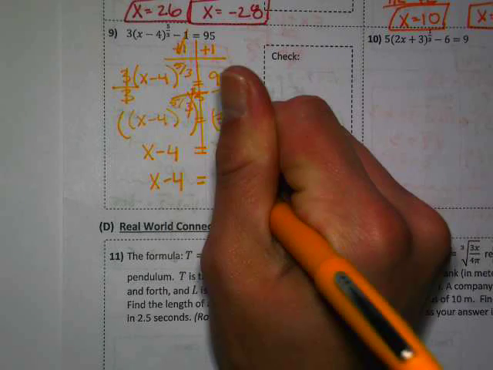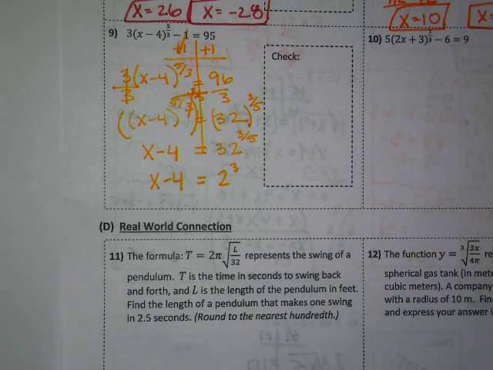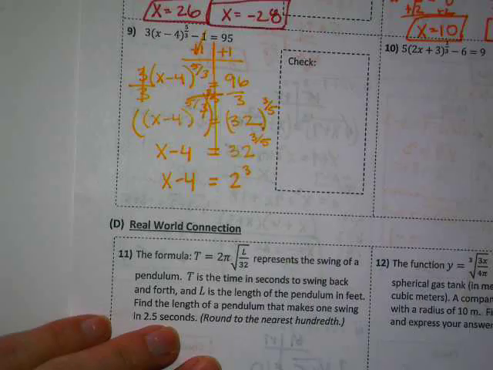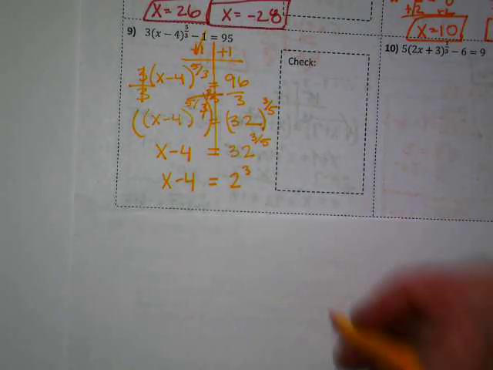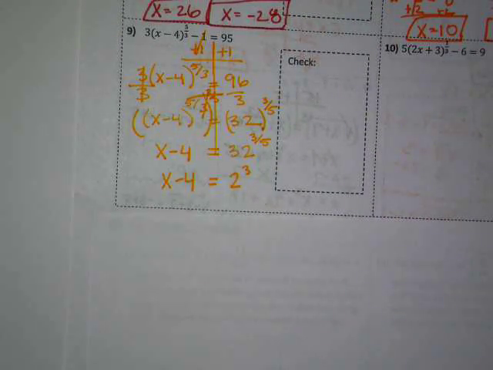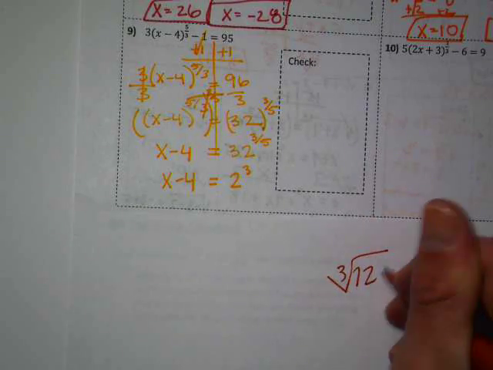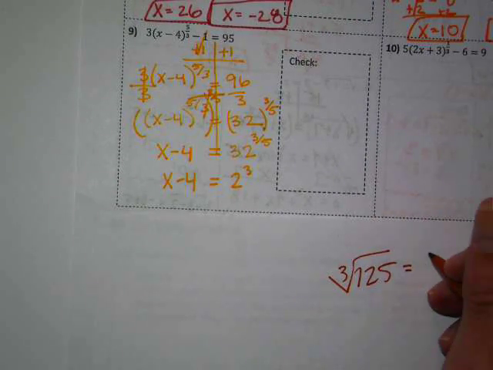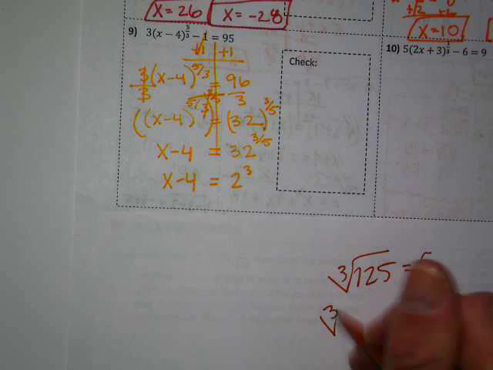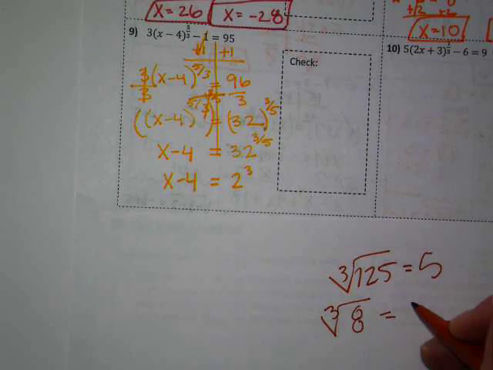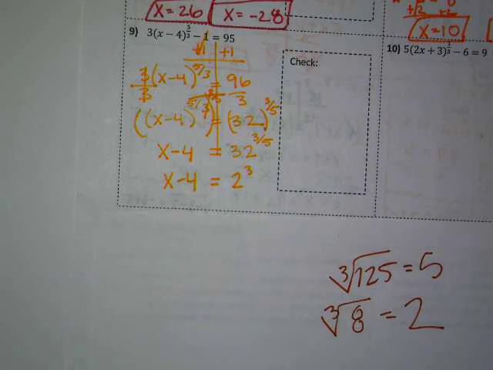I think there's a couple on your practice where you get some funny roots. You can use your calculator on those. For the test, the two roots that you need to know are the cube root of 125, which is 5, and the cube root of 8, which is 2. So those are the two that you're going to need to know on your test. Otherwise, you'd have a calculator.